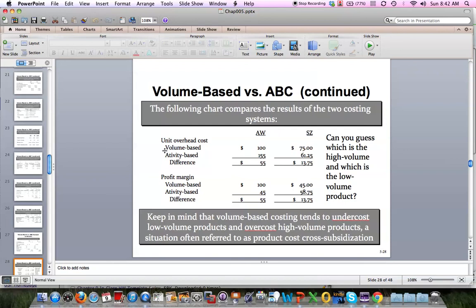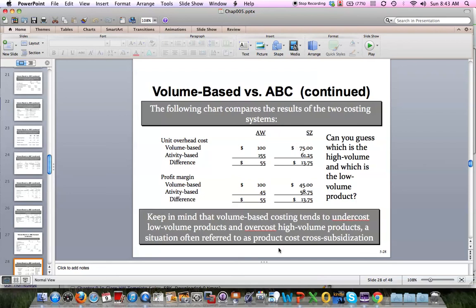And so you can see here what our differences are. Our unit overhead cost, volume based, AW got 100, SZ got 75. Under activity based, look at how much more overhead AW gets, $55 more, whereas SZ gets less, $13.75 less. This should have brackets around it because they get less. So the profit margins then are very different. 55 versus 13.75 different in the profit margin. So extremely significant. Under the traditional volume-based, SZ was allocated too much overhead because so much more of it was made. That was by far the highest volume product that we were making. Therefore, based on volume, it was getting more overhead. It was getting too much, what they call cross subsidization.